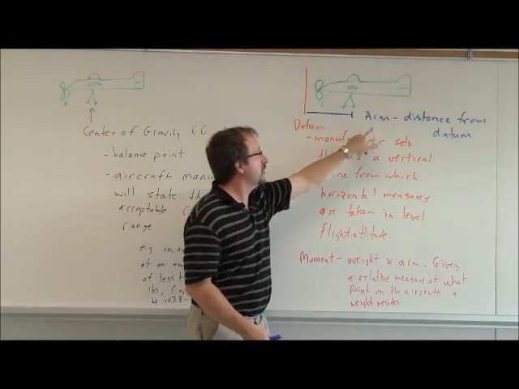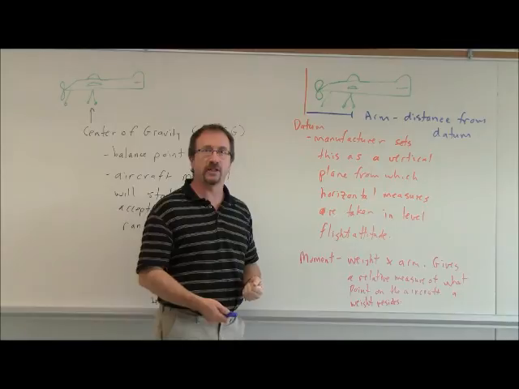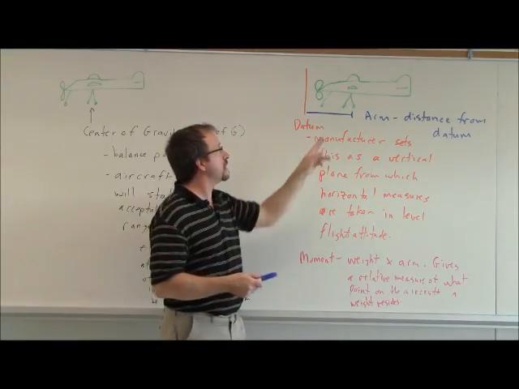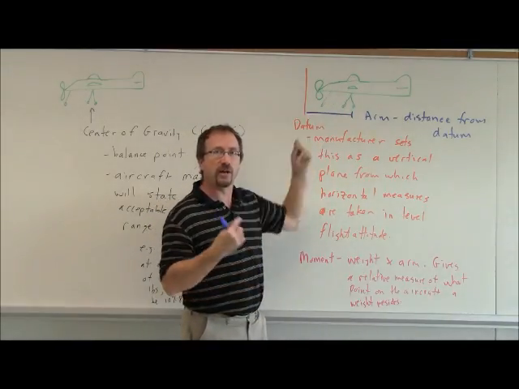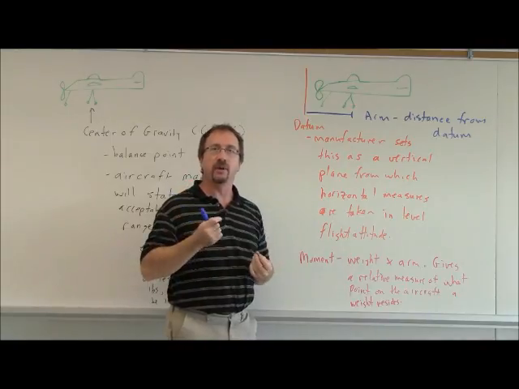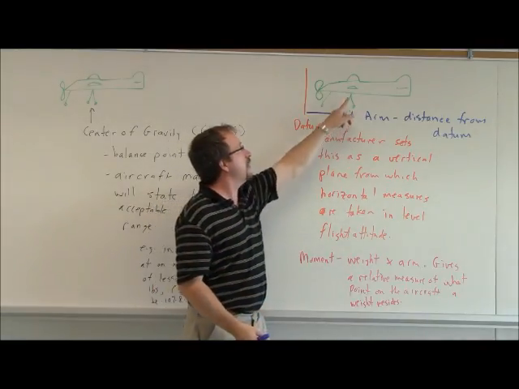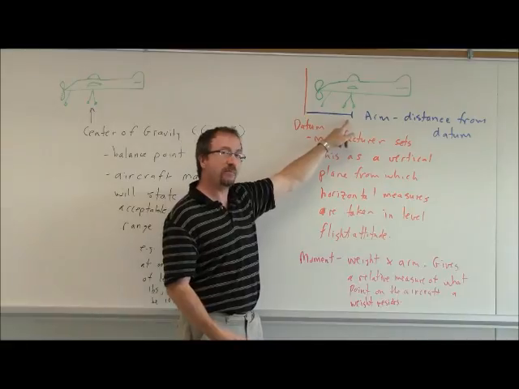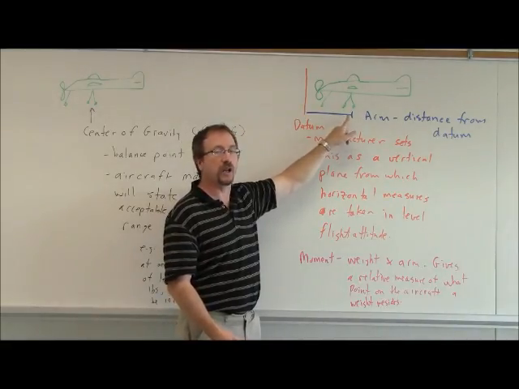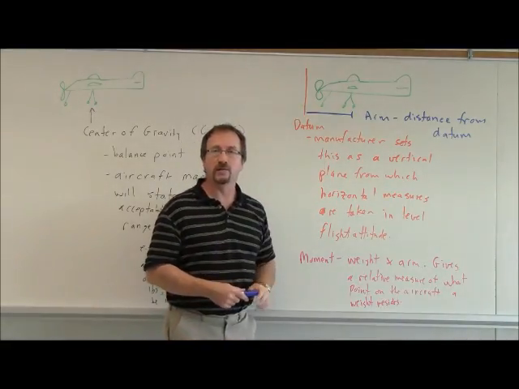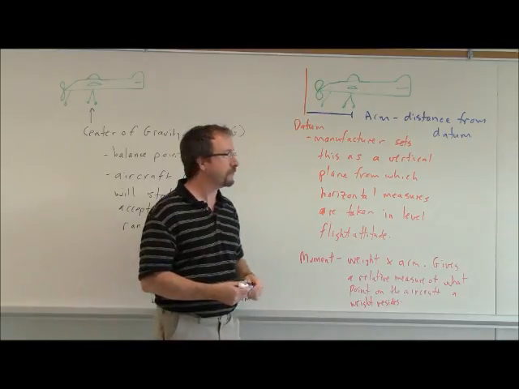And measurements along there are called an arm, the distance from the datum. So for instance, when we put the jacks up with the scales right underneath the wing at the weighing points, the manufacturer's manual told us that that weighing point was 129.4 inches from the datum. So the arm of that weighing point was 129.4 inches.